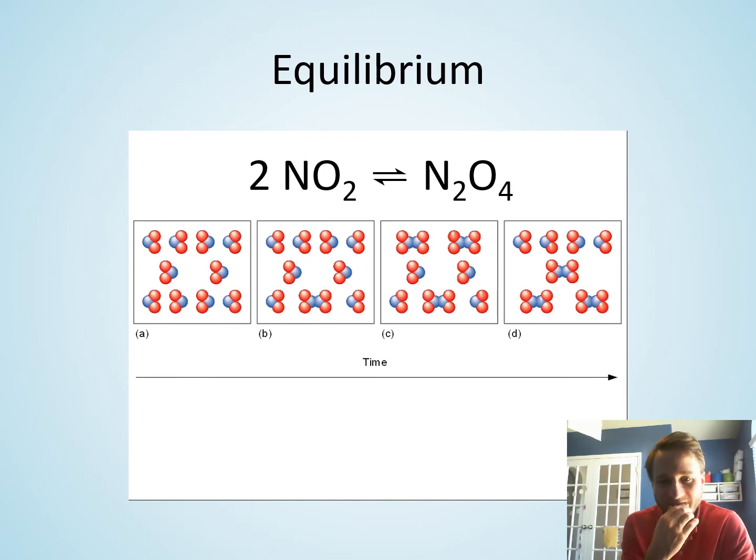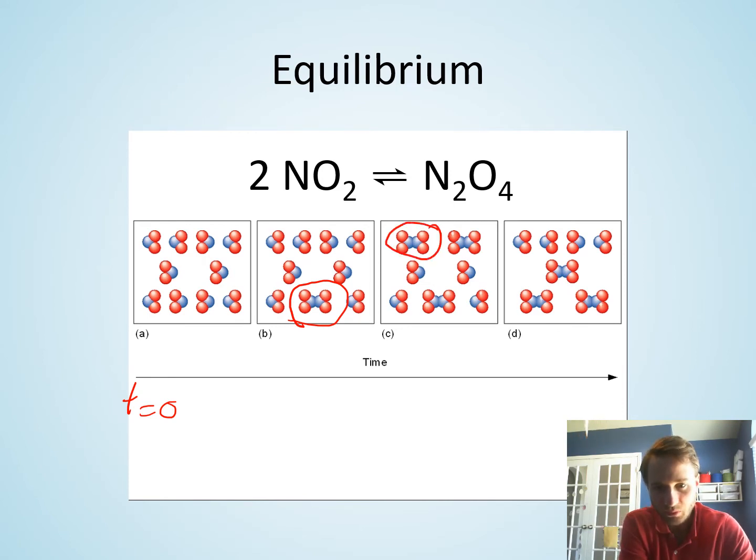So let's consider a reaction that reaches chemical equilibrium. In my reaction here, I have NO2 forming N2O4. In my initial stage of the reaction, at T equals 0, I have a bunch of NO2 molecules. As the reaction goes, some of these NO2 molecules form N2O4, and then you reach a point where I have, say, 3 N2O4s and 4 NO2s.